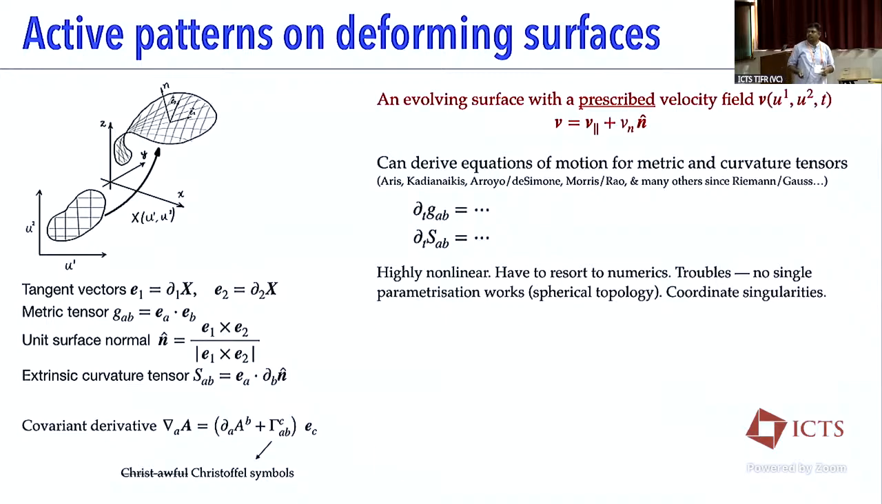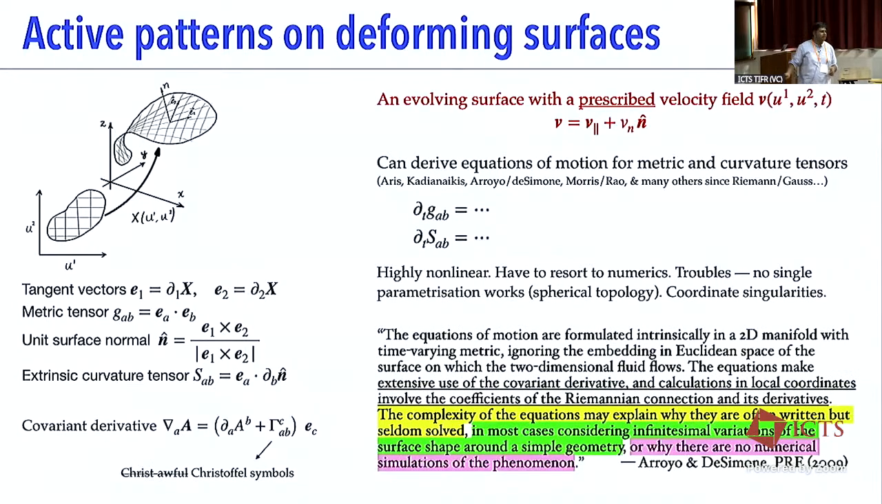So much so that people have expressed their frustration even in papers. You write all these equations. The complexity of the equations may explain why they're often written but never solved. You write the equations but don't solve them. And so most of the time, you do some small variations around a simple geometry like a sphere, and you do perturbations, and numerical simulations are very, very hard.